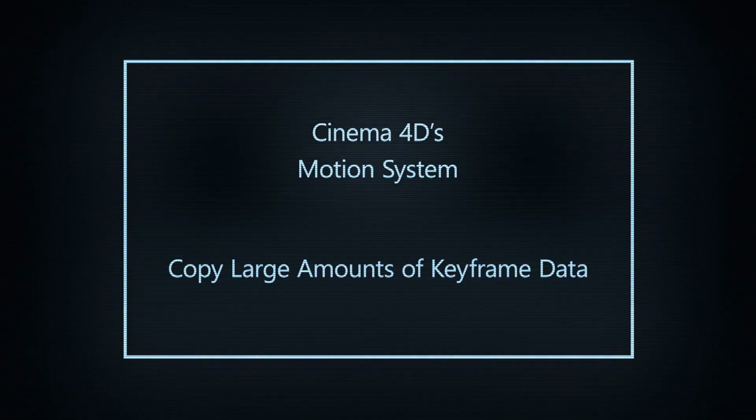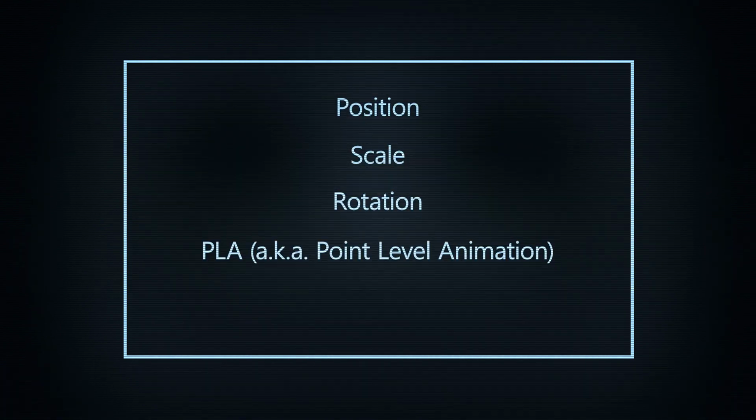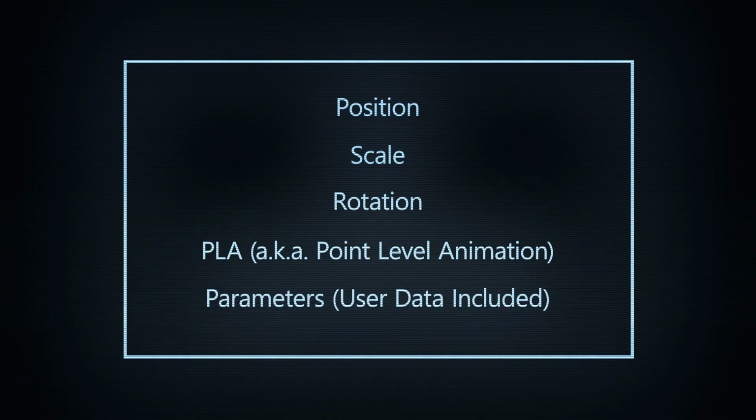This video is about Cinema 4D's motion system and how to use it to copy large amounts of keyframe data with just a few clicks. Position, scale, rotation, PLA, also known as point level animation, parameters, user data included, all these can benefit from the process I'm about to show you.